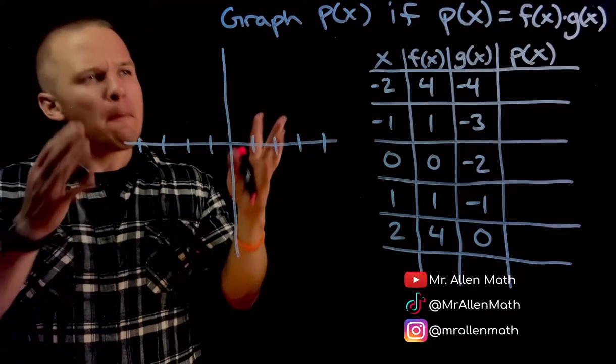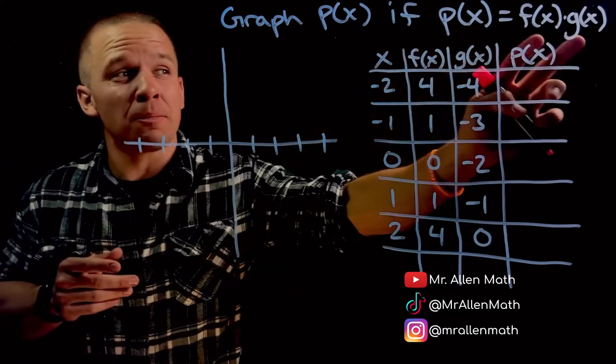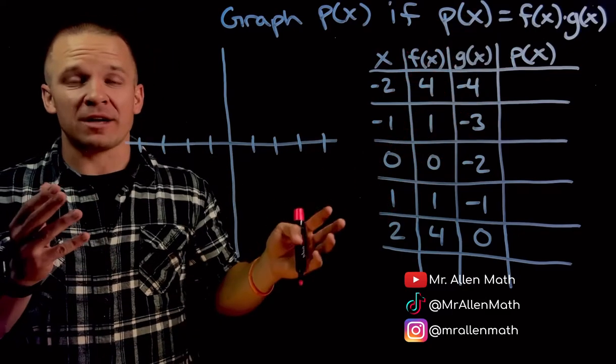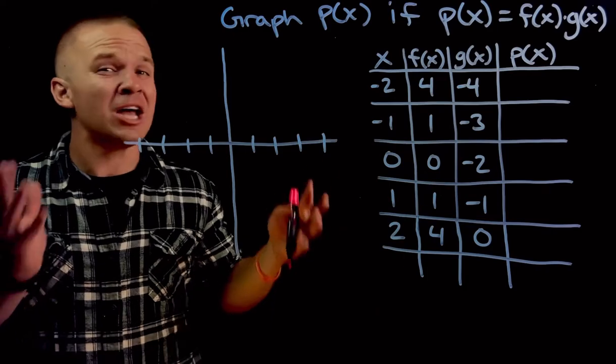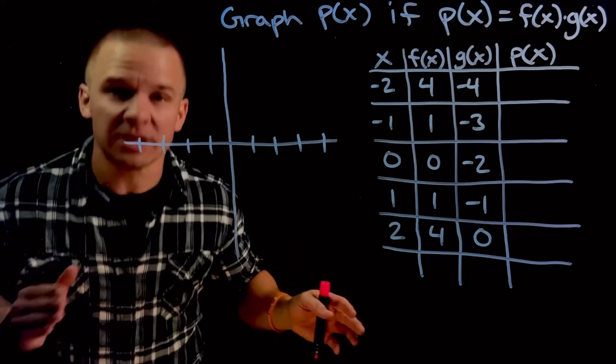We got a graph P of x, if P of x is equal to the product of f of x and g of x. And those f of x and g of x functions are defined here in this table. We're not even given equations. Oh, my goodness, this is going to be dope.